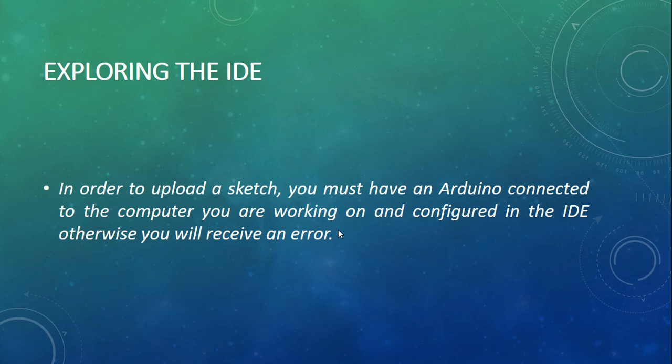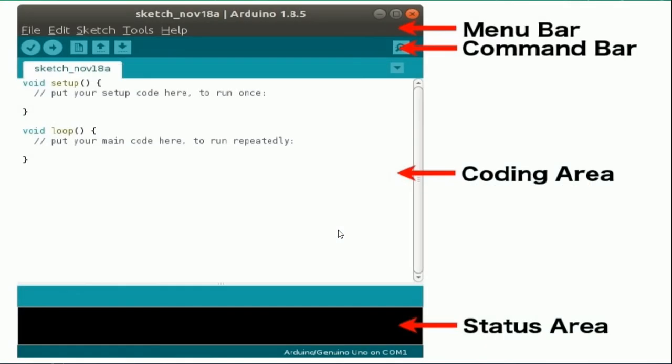So you have to, again, connect the Arduino board to the computer you're working on and configure it in the IDE. So these are the parts of the Arduino IDE. The menu bar is composed of File, Edit, Sketch, Tools, and Help. And if you click a menu, a sub-menu will appear for it.